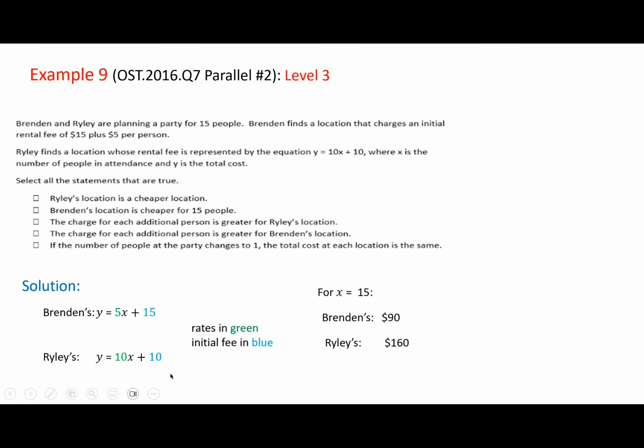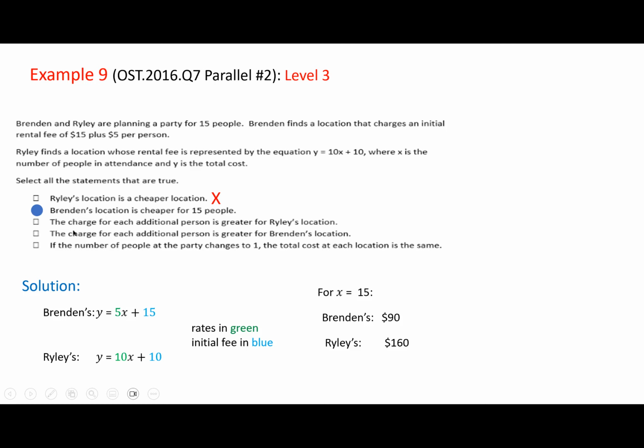So now the question, is Riley's location the cheaper location? No. See? No. Is Brendan's location cheaper for 15 people? Yeah. They told you 15 people because for fewer people, if you take 2 people here, you will get 25. Here you will get 20. So Brendan will not be cheaper, okay? Put 2 here, you get 25. You put 2 here, you get 30, okay? So that 30 is not cheaper than 25.